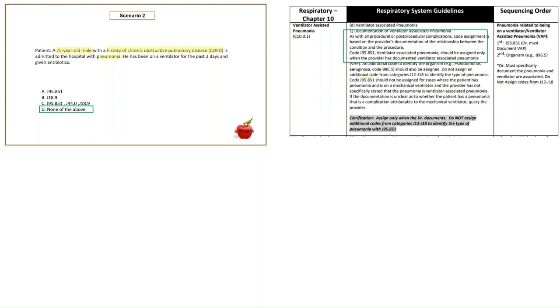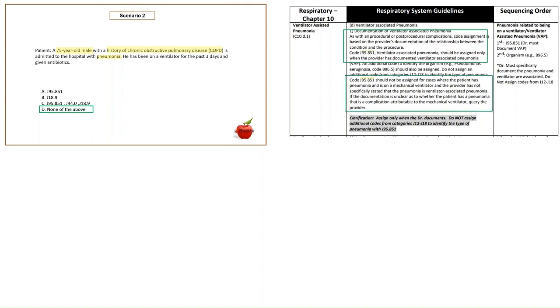As with all procedure or procedure-related complications, code assignment is based on the provider's documentation of the relationship between the condition and the procedure. The code J95.851, ventilator associated pneumonia, should be assigned only when the provider has documented ventilator associated pneumonia.